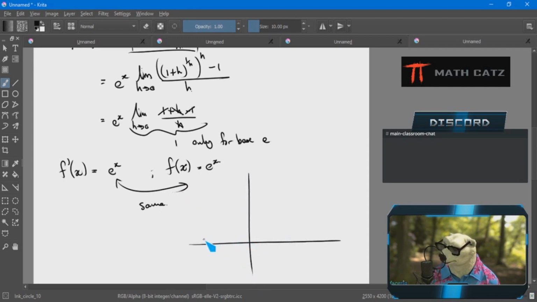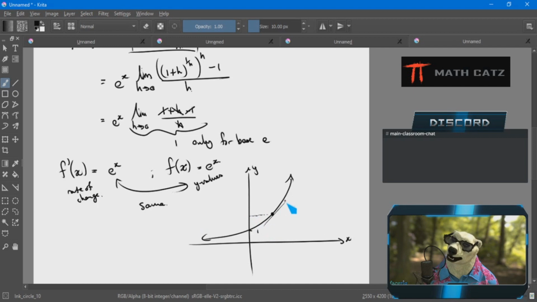Remember, it's an exponential function. It's positive, so I can graph it. There it is. But if I take this as the base, remember this is the original function. These are the y values. This is the derivative. That's the rate of change. So that means wherever I am, if I'm over here, I get a y value. That y value is the same as the slope of the tangent line. So the graph is increasing at a rate that is the y value.